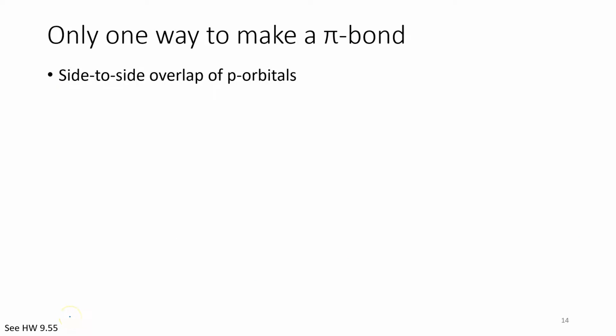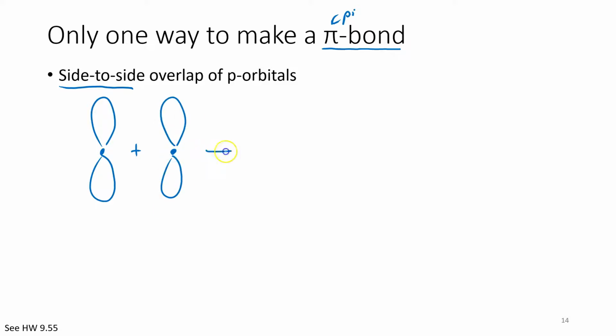Well, we saw three ways to make a sigma bond. There's only one way to make a pi bond, and you probably know that that's the symbol for pi. It's the side-to-side overlap of two p orbitals. So here's the nucleus of one atom, here is a p orbital, here is the nucleus of another atom, here is a p orbital, and when these two get close enough together, their p orbitals overlap, and we end up with a pi bond.